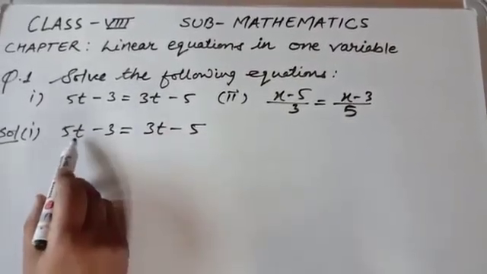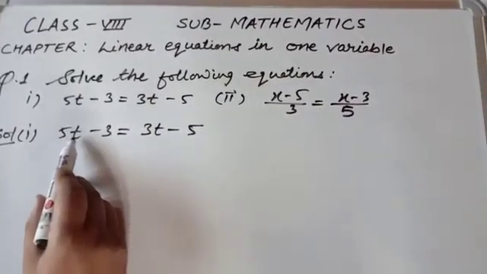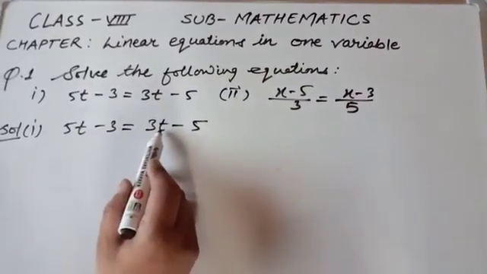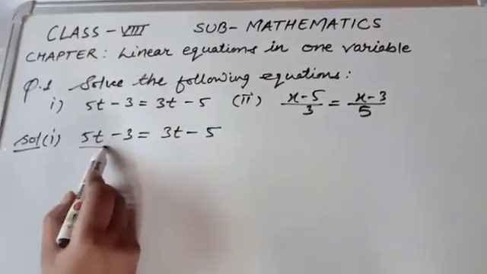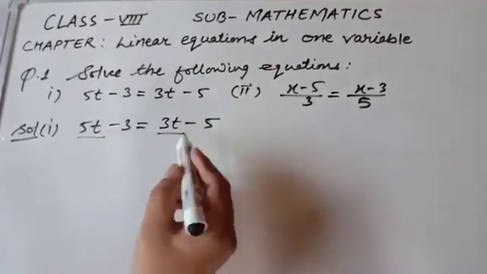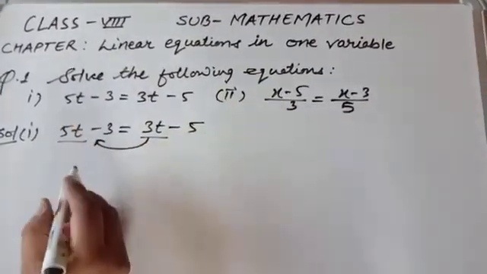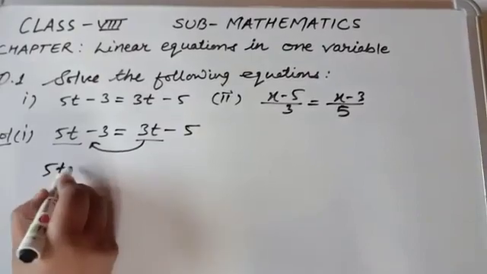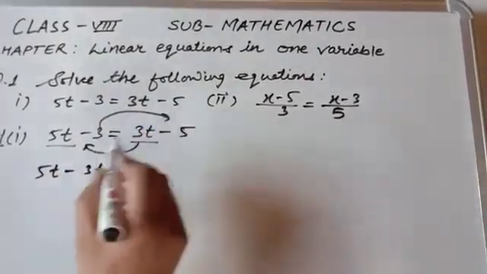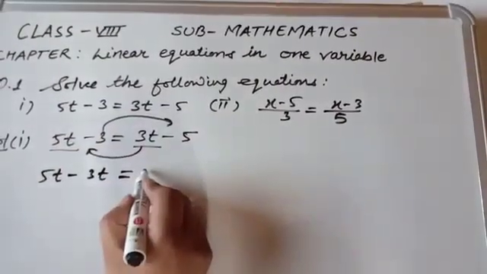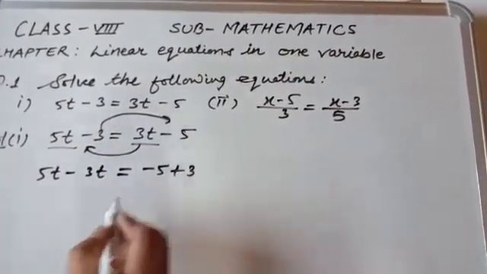Now on the left side we have coefficient 5 with variable t, and on the right side we have coefficient 3 with variable t. That means the value of 5t is more than the value of 3t. So we transpose 3t from right to left. So 5t minus 3t is equal to, and we are transposing minus 3 from left to right, that is equal to minus 5 plus 3.